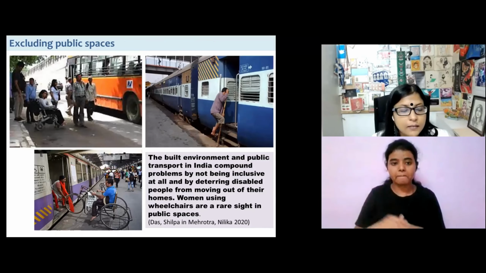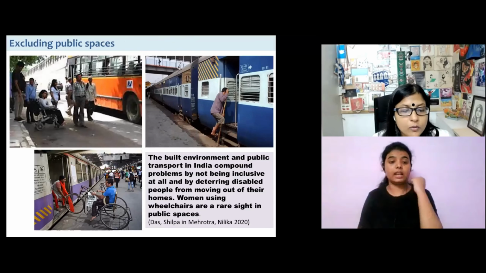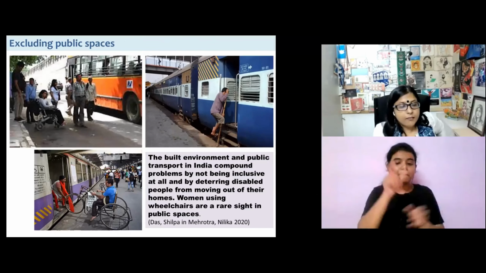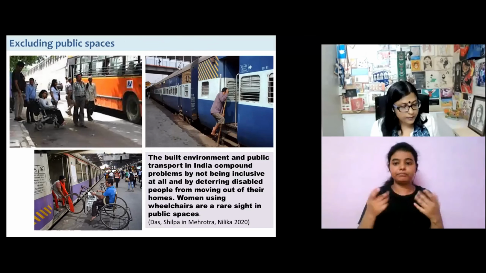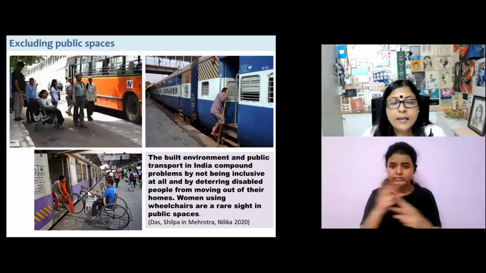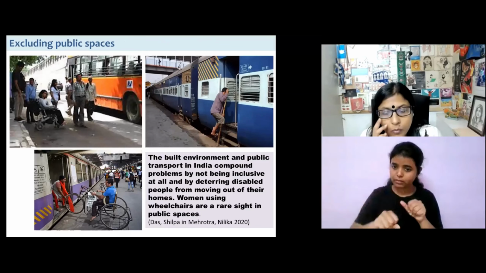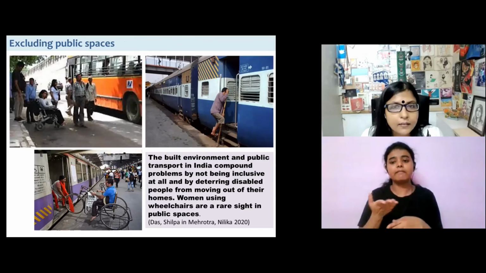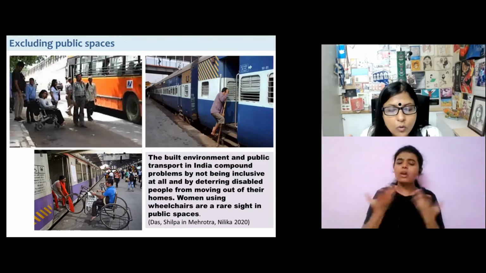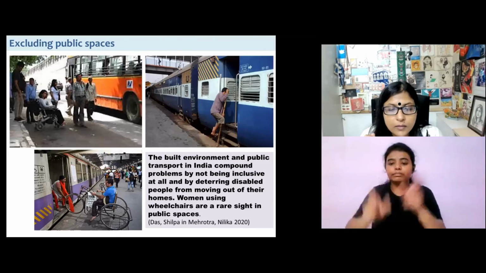And this is the last point I'm going to speak about, excluding public spaces. The built environment and public transport in India also compound problems by not being inclusive at all and by deterring disabled women from moving out of their homes. I mean, where are the accessible buses and local trains and so on for wheelchair users?